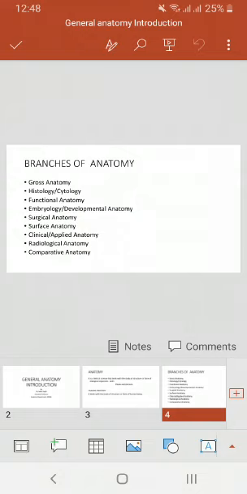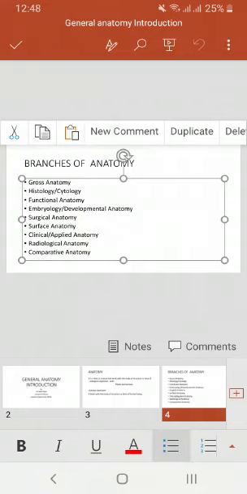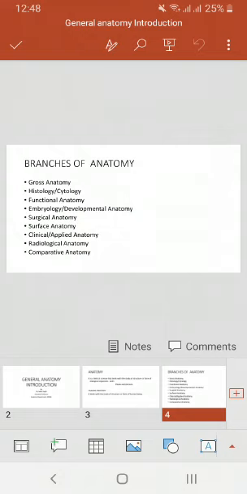There is gross anatomy, in which we study the human body with the naked eye, without using any instrument, to study the different features of anatomy. In this, we do dissection, and by doing dissection, we study the different structures of the human body. Then there is histology or cytology, in which we use a microscope to study the detailed structure of the cell.